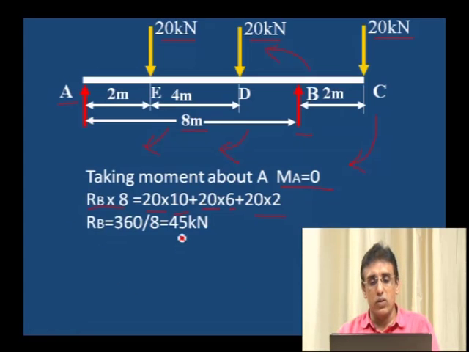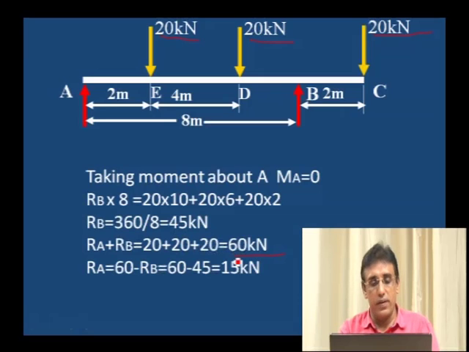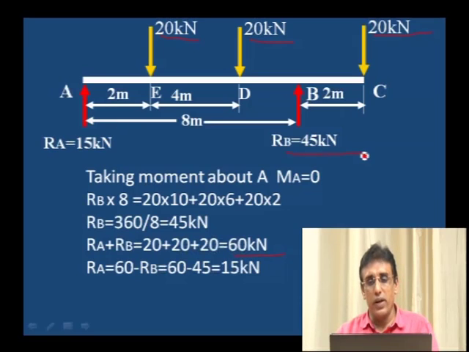Therefore RB is equal to 360 divided by 8, 45 kilonewton. RA plus RB is equal to the total downward load, 20 plus 20 plus 20, 60. 60 minus 45 gives the RA value as 15 kilonewton, and the RB value as 45 kilonewton. We have the values of the reactions at supports RA and RB.